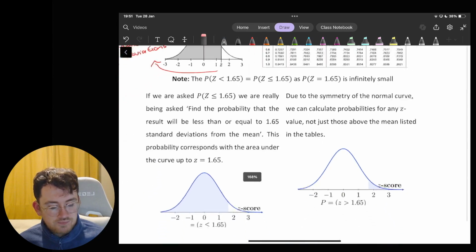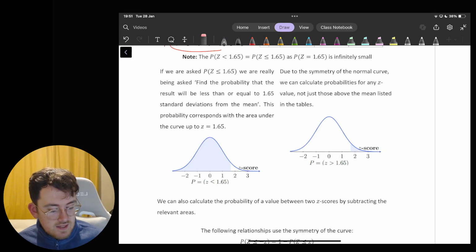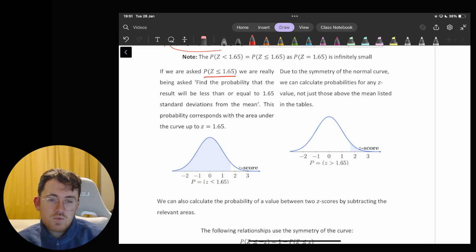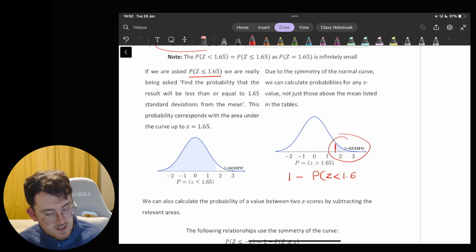Just to recap, if we're asked the probability that a certain z value is less than or equal to 1.65, I am looking for the probability that the result will be less than or equal to 1.65 standard deviations from the mean, which is the area under the curve up as far as 1.65. If I'm asked for the probability above 1.65, that is this smaller blue area here, which is the same as 1 minus the probability that z is less than 1.65.